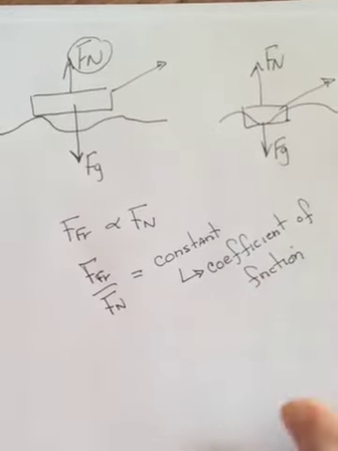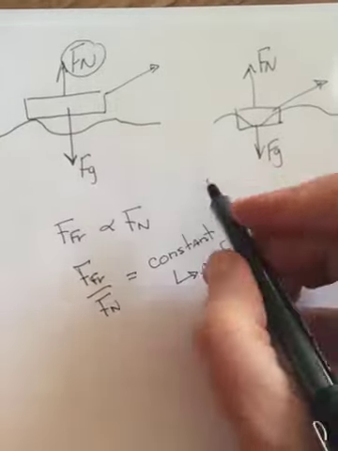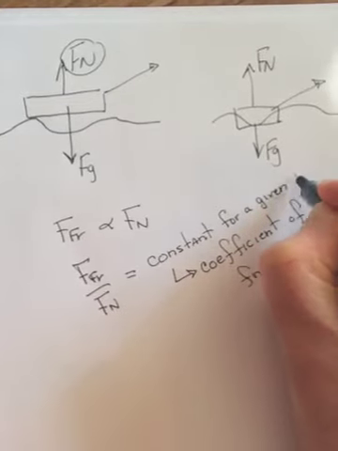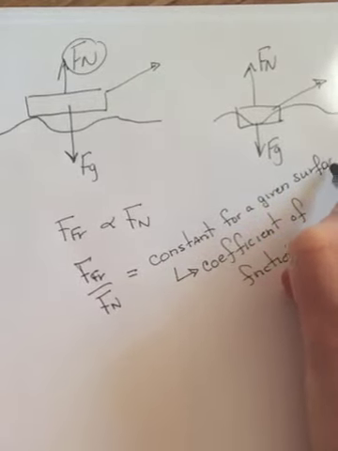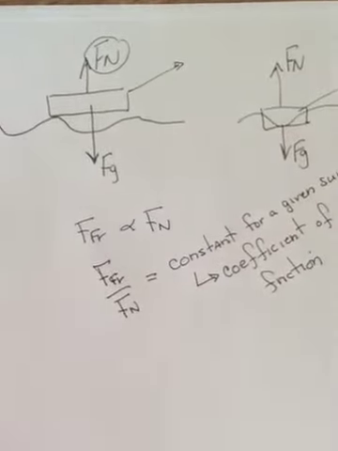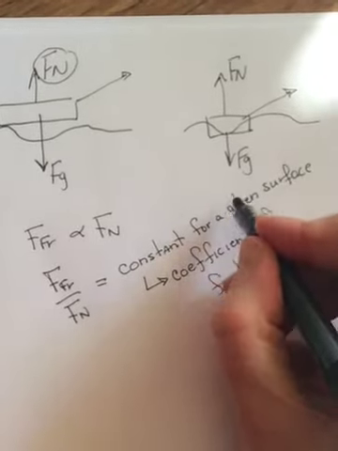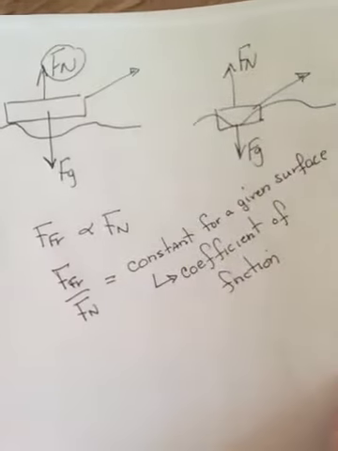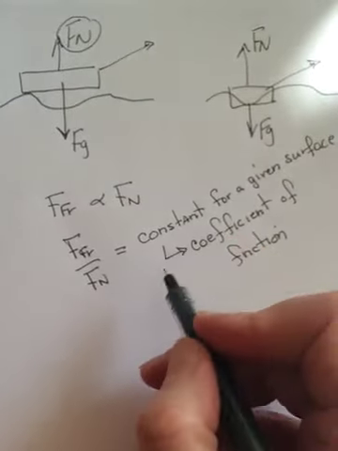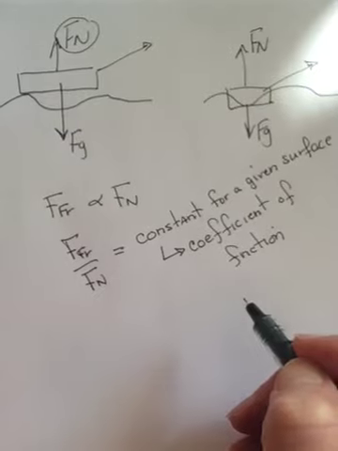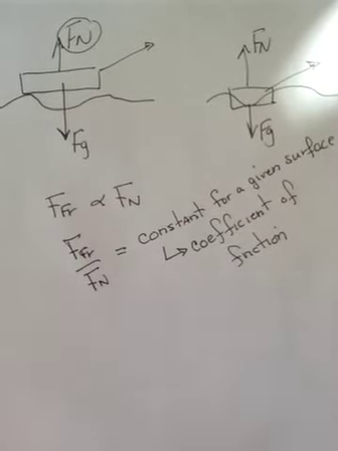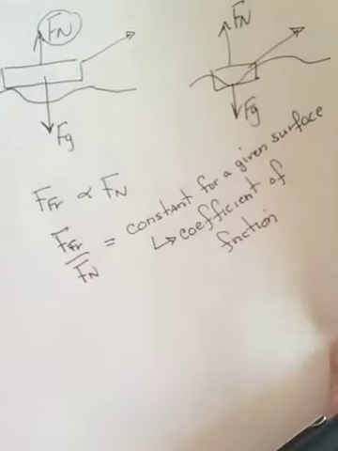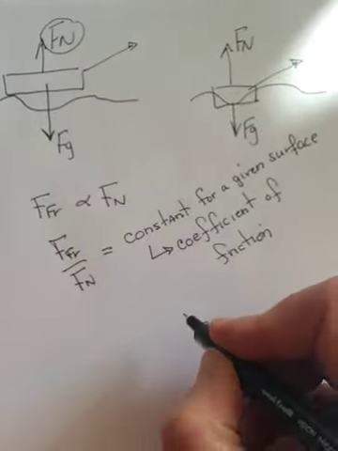Okay? And the coefficient of friction is constant for a given surface. In other words, if I have my toboggan on a particular kind of snow, then the coefficient of that snow would be given. But if I then took my toboggan and put it on gravel, then the coefficient of friction is going to be different because the gravel has a different texture than the snow does. Okay, so constant for a given surface, but changes from one surface to another.